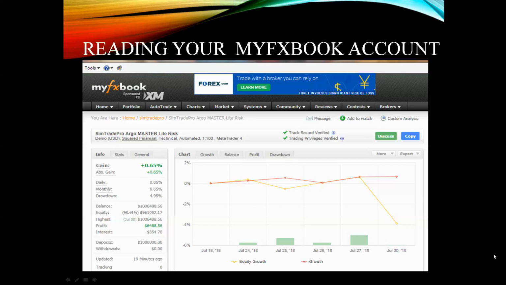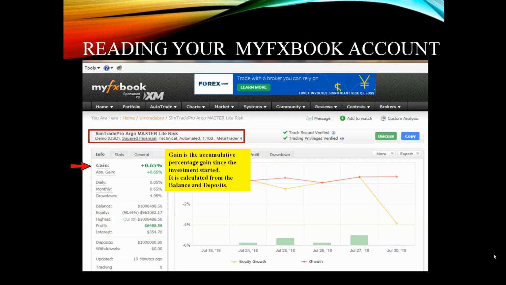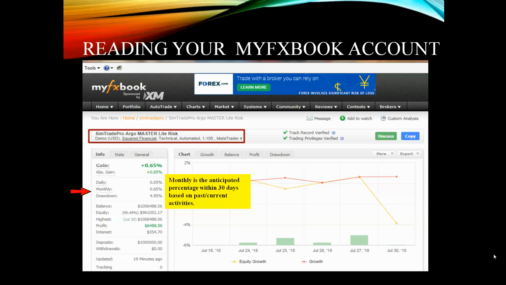This is what that would look like. First of all, it shows you which one of the graphs you're looking at. It'll show you the gain. The gain is the cumulative percentage gain since the investment started. It is calculated from the balance of the deposits. The daily, which I showed you just a minute ago, is the percentage of the single 24-hour period. The monthly is the monthly anticipated percentage within 30 days based on the past and current activity.